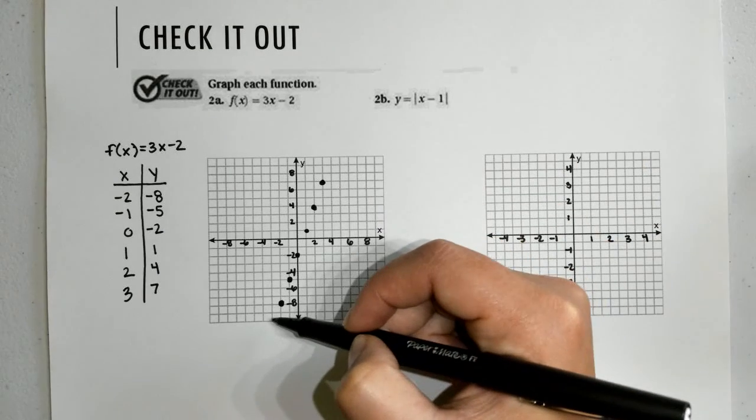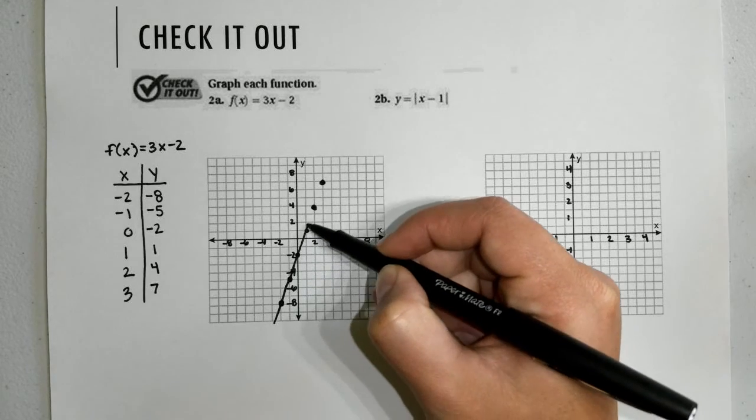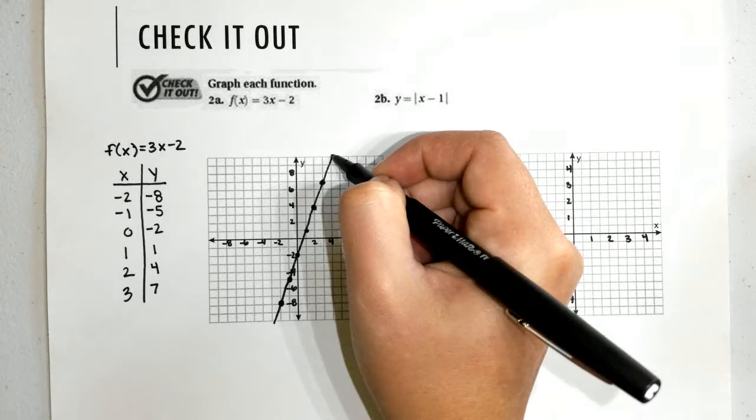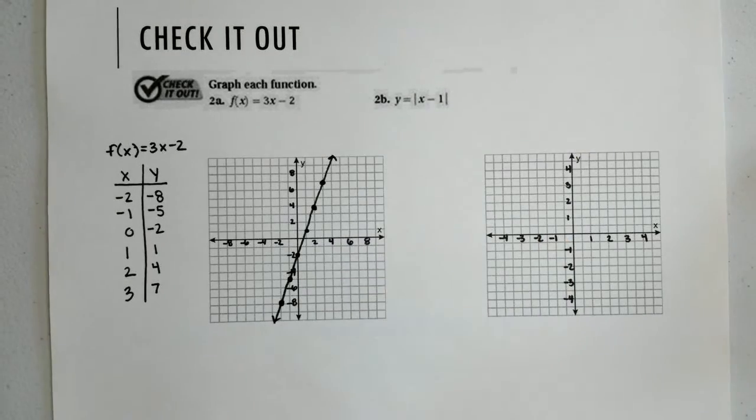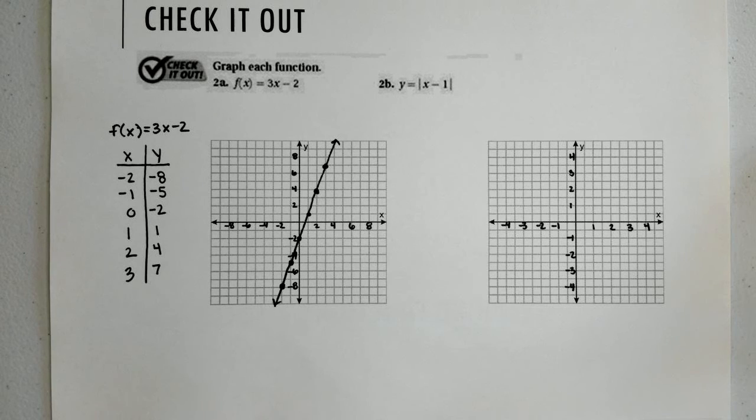So then from here, you could use a ruler to connect your dots. Or if you're really good at drawing straight lines, you can just draw the straight line. And then you would draw arrows at the end to show that it continues. Okay, so that's what your graph should look like for A.